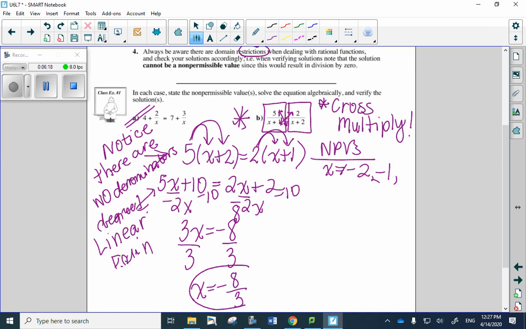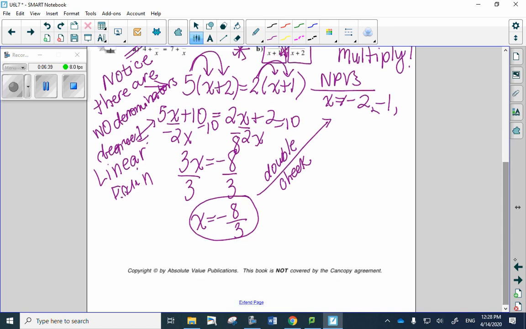But remember, you have to double check. So double check that this is not a restriction. Is negative 8 over 3 a restriction? It isn't. So that I know is going to be a solution. And then they simply want us to verify our solution. This shouldn't be new to us. We verified lots when we were doing radical equations. So remember, to verify, you just need to plug your solution into the original equation.